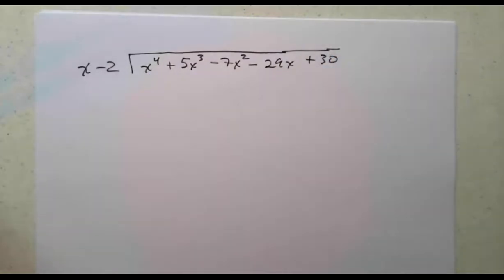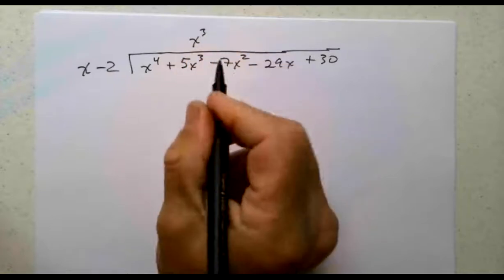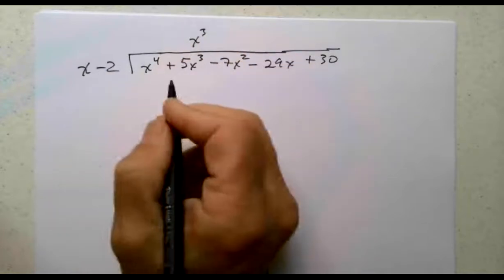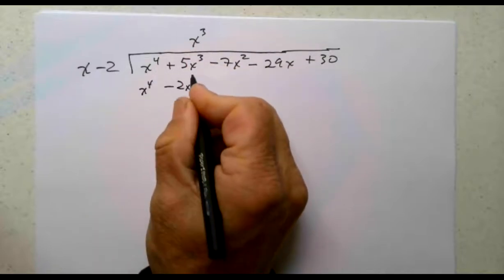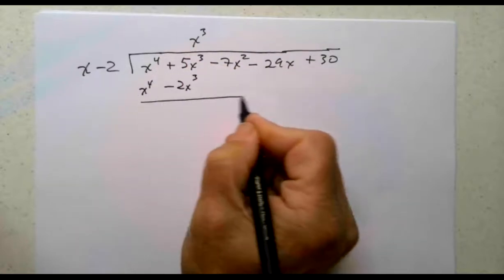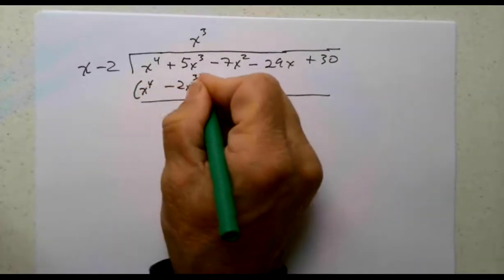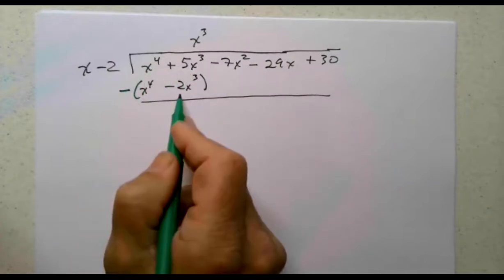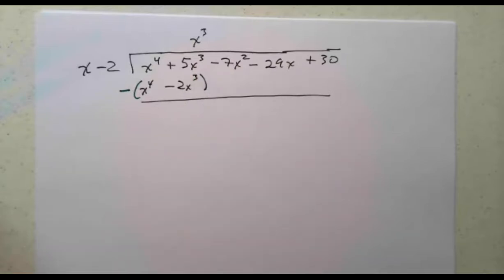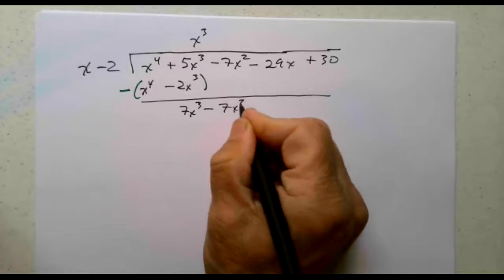X to the fourth divided by x to the first. So this divided by this is x to the third power. Then multiply x to the third times x is x to the fourth. X to the third times negative 2 is negative 2x cubed. And then you have to subtract. And this is where it's easy to make a mistake because the signs get tricky. X to the fourth minus x to the fourth goes away. 5x cubed minus negative 2x cubed is 5x cubed plus 2x cubed, which is 7x cubed. And all this other stuff comes down.